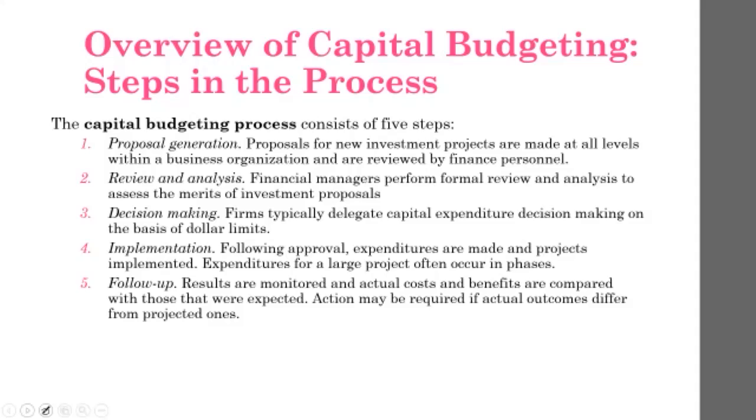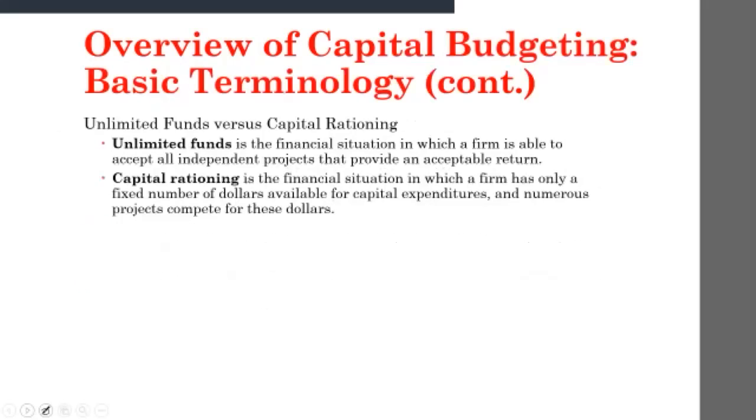Implementation: following approval, expenditures are made and the projects are implemented. Expenditures for large projects often occur in phases, so like different times of the year or different years. Follow-up: normally with capital expenditure, there should be a follow-up. Results are monitored and actual costs and benefits are compared with those that were expected in the proposal. Action may be required if actual outcomes differ from the projected ones.